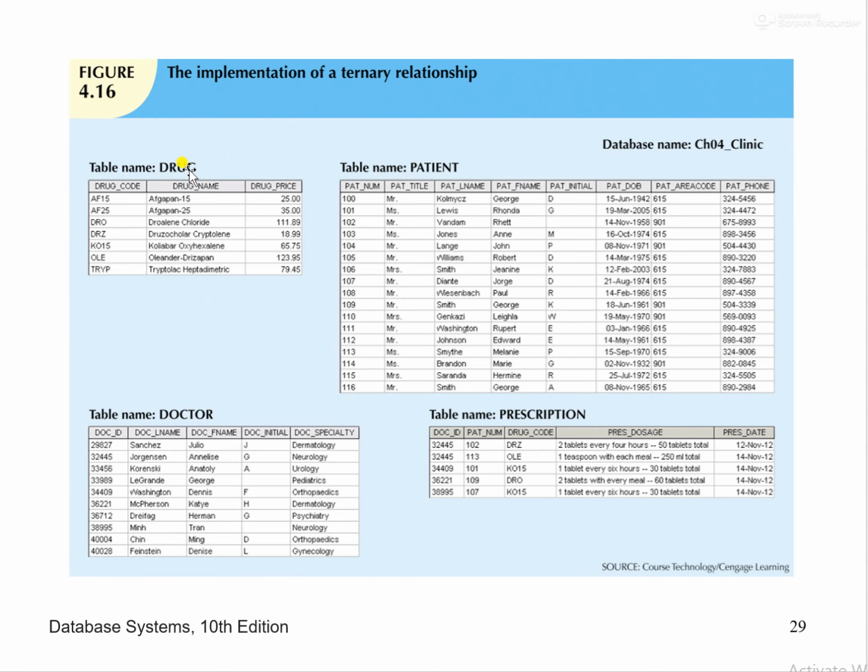Like here we can see that primary key of drug is drug code, primary key of doctor is doctor ID, and primary key of patient is patient number. But if we look at the prescription, it has doctor ID, patient number, and drug code, all three of the primary keys of these tables as foreign keys over here.